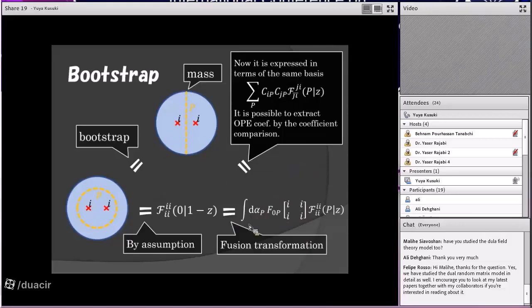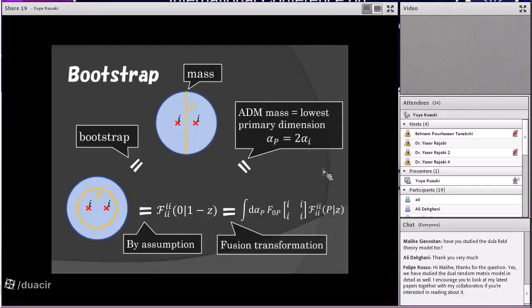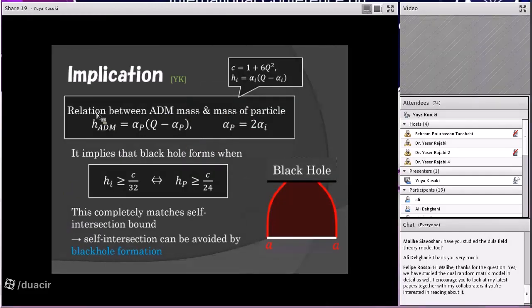Now these two are expanded in the same basis. So we can identify the mass spectrum by just comparing these two. This coefficient is the same as this one. In particular, we obtain this relation: the added mass is just given by twice the Liouville momentum of this external primary operator. Equivalently, we can say that here we obtain the relation between the added mass and the mass of a particle. The added mass is just given by something like this, and this can be expressed by using the mass of a particle.